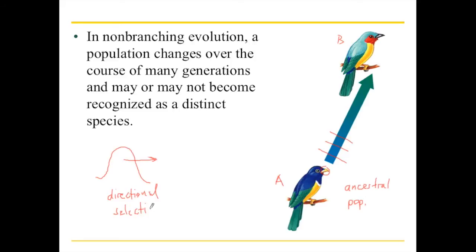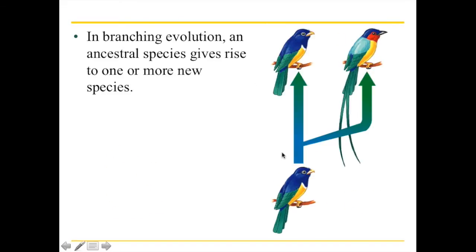So one of the outcomes of directional selection may be speciation, where you take that direction so far that it's not going back. So you've gone from A to B and it's not going back. That would be non-branching evolution. Let's take the second pattern, branching evolution.